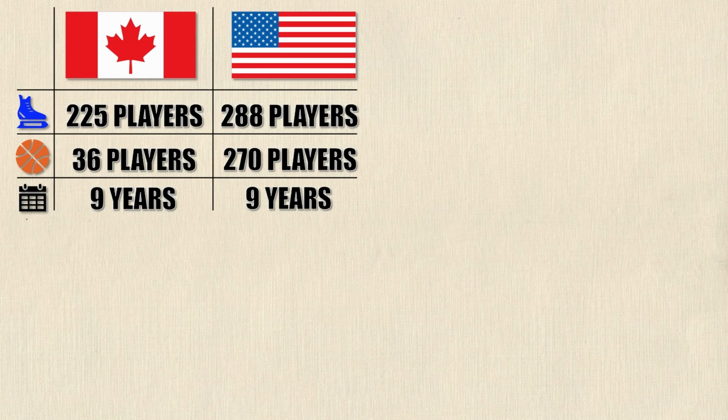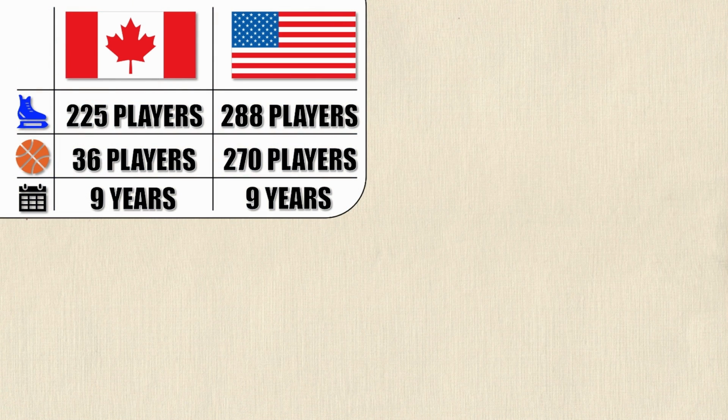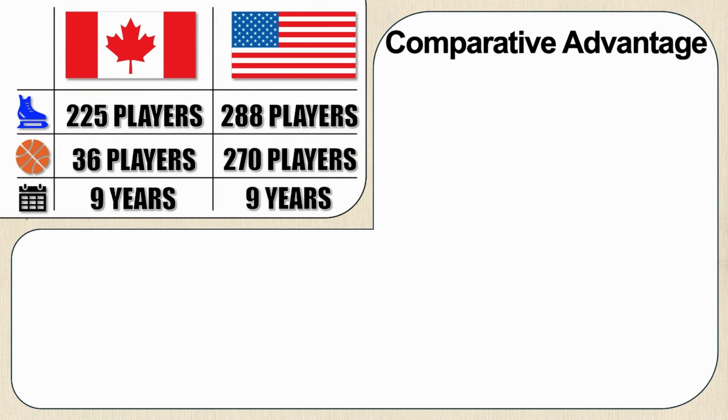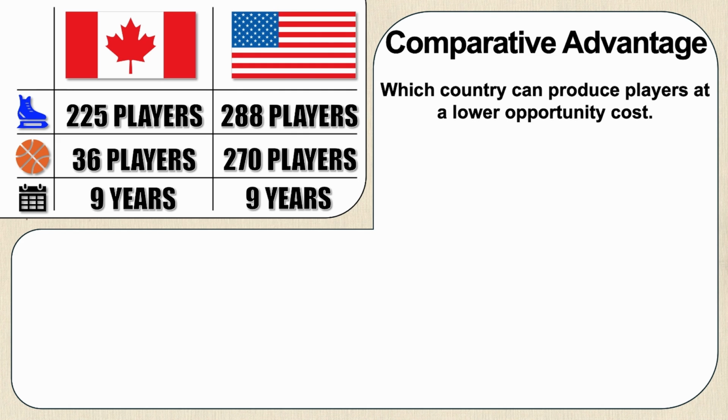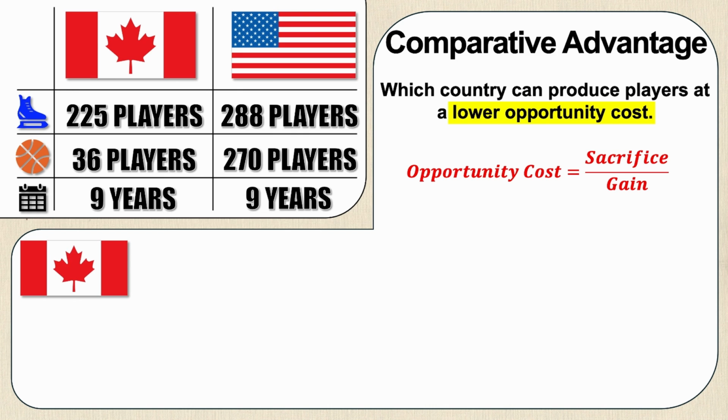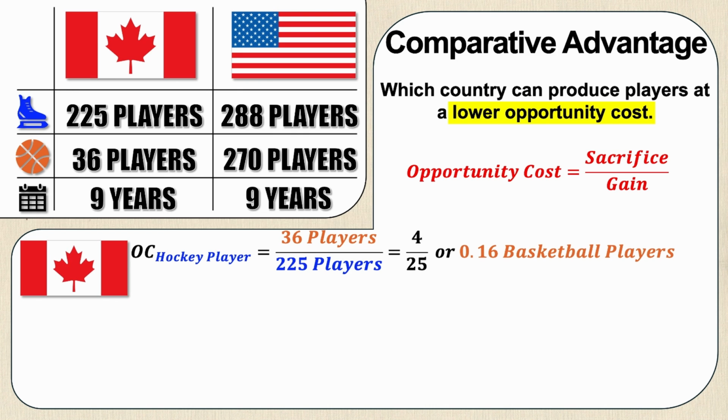Now, let's take a look at comparative advantage. Now, comparative advantage, to remind you, is which country can produce players at a lower opportunity cost than the other country. Now, a nice easy formula for opportunity cost that I always teach my students, because I really think this is the easiest way to conceptualize it, is that opportunity cost is equal to what you sacrifice divided by what you gain. So let's take a look at the opportunity costs of Canada first. Let's look at the opportunity cost of hockey players.